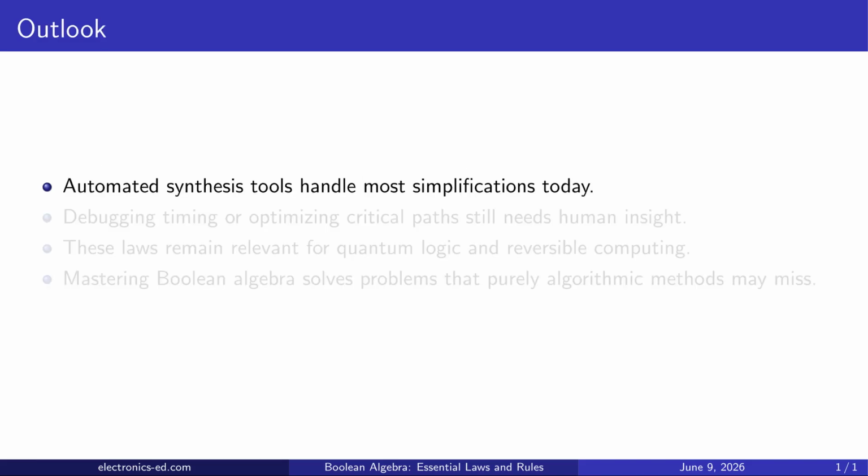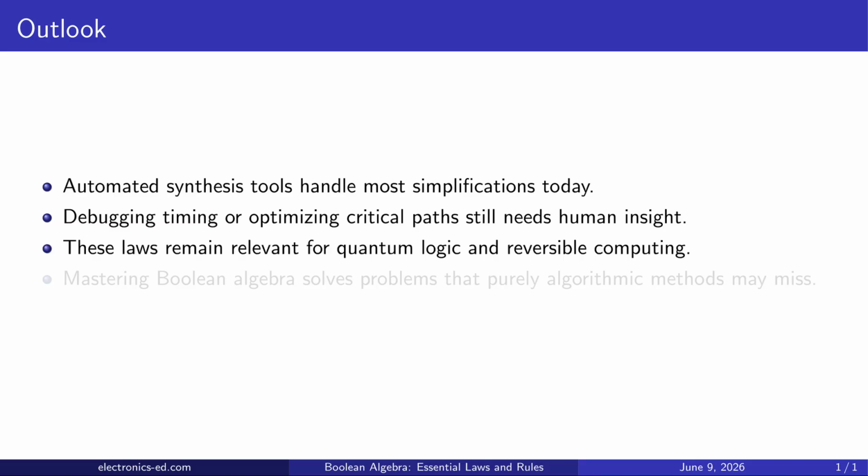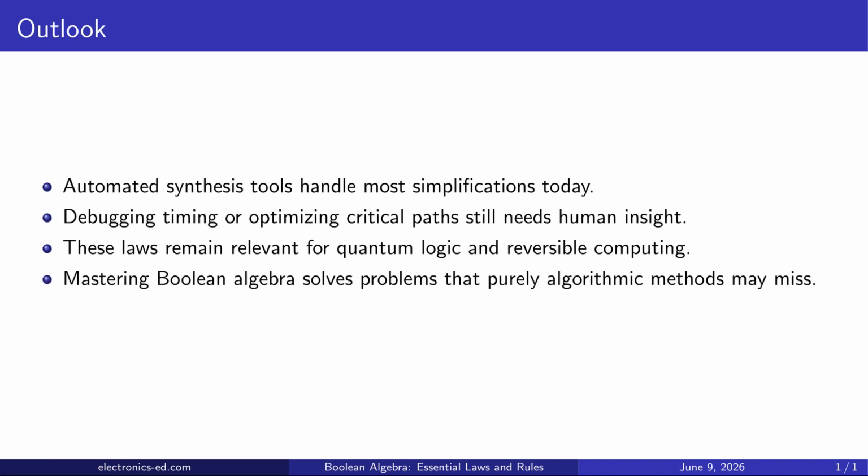Automated synthesis tools handle most simplifications today. But debugging timing or optimizing critical paths still needs human insight. These laws remain relevant for quantum logic and reversible computing. Mastering Boolean algebra solves problems that purely algorithmic methods may miss.